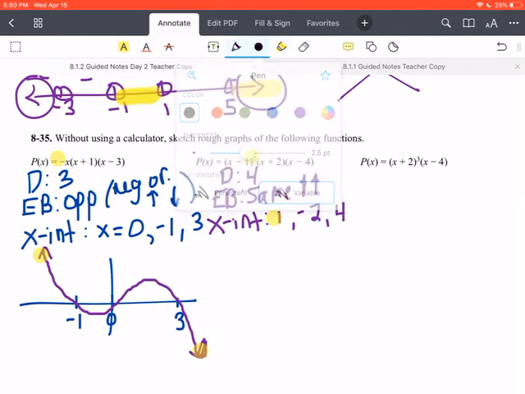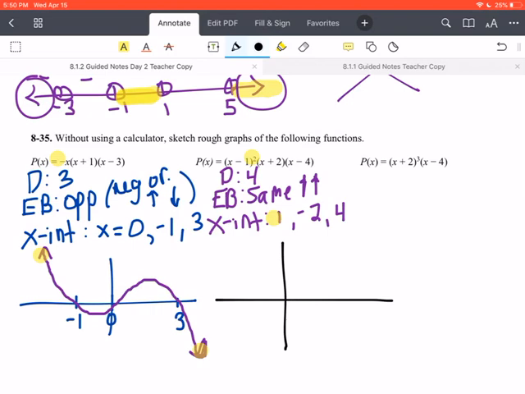So I'm going to go ahead and make my axes, and I'm going to write in my x-intercepts. So I have negative 2, I have 1, and 4. And I need to start shooting upward because it's the normal even-powered end behavior. And I'm going to go down, but then when I get to 1, I'm going to bounce, and then I'm going to shoot up because I have to change direction at the bottom of that peak so that I can get my same end behavior.